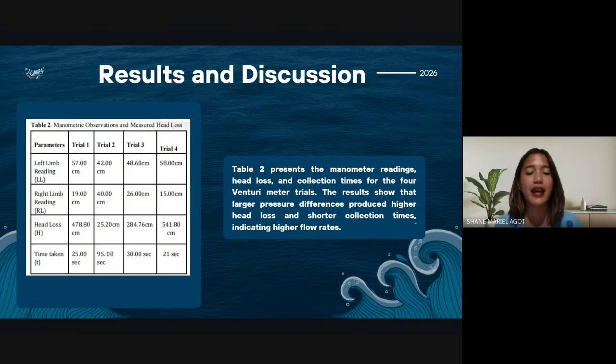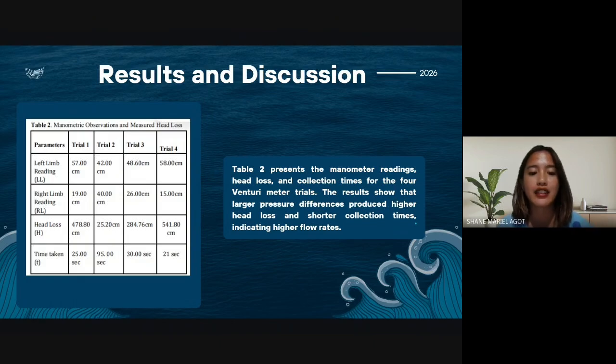The lowest head loss was recorded in trial 2, which is 25.20 centimeters, while the highest was observed in trial 4, which is 541.80 centimeters. Trial 1 and 3 also showed relatively high head loss values, indicating stronger pressure differences during those runs.